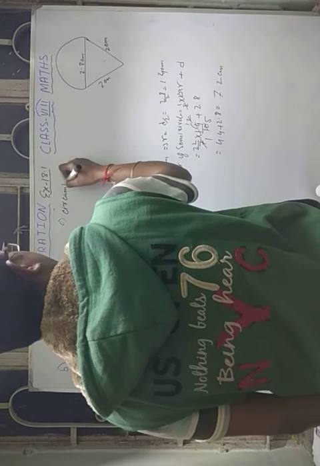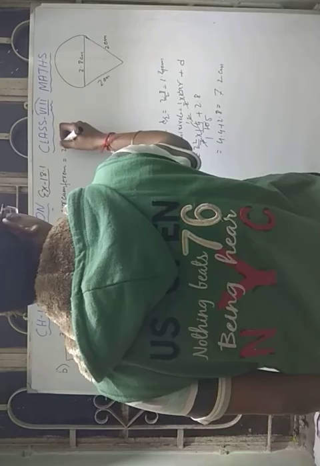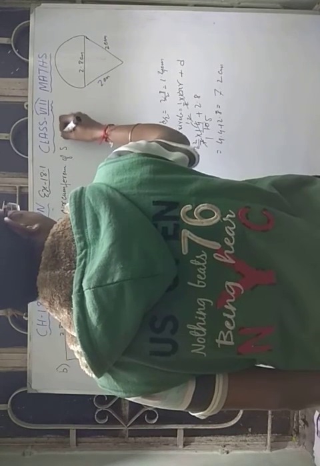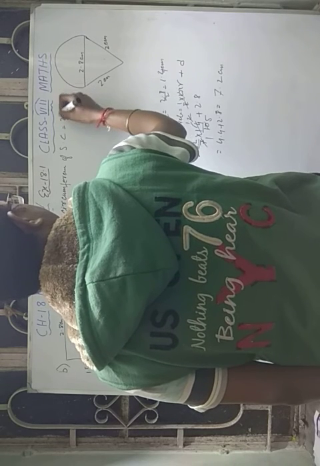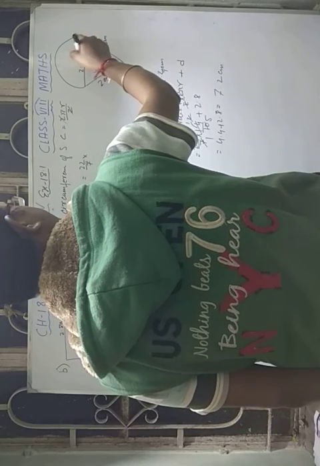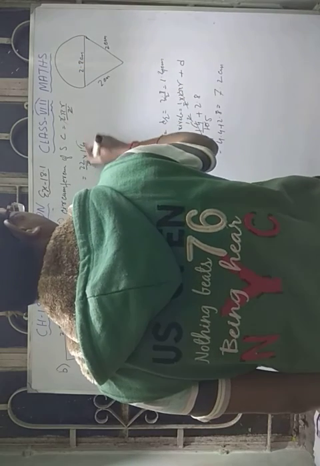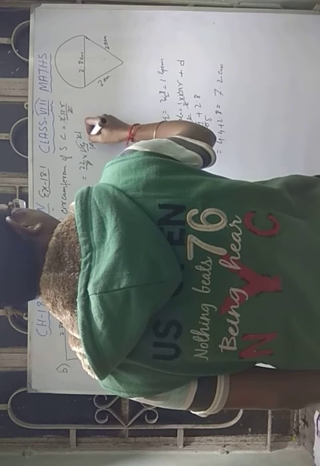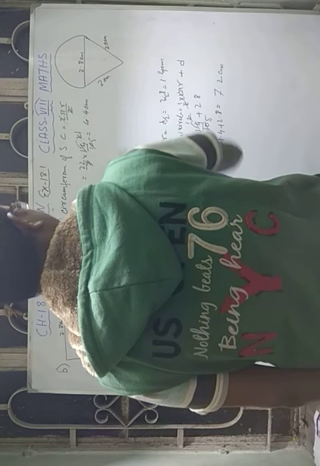So again you can write, circumference of semicircle is equal to 2 pi r by 2. So 2 cancels. So 22 by 7, and again the radius is 1.4. So 7 2s are 14, 22 by 5 is 4.4 centimeter.